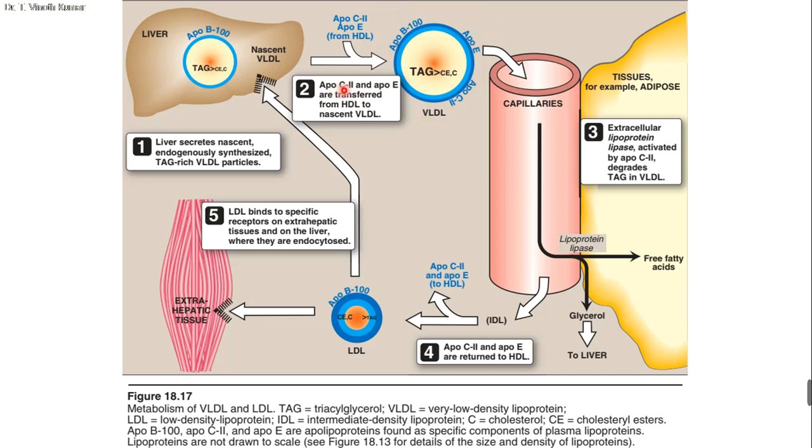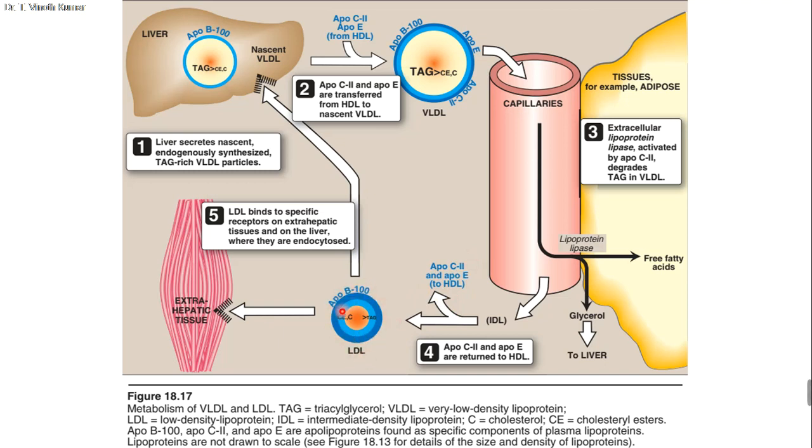ApoC2 and ApoE are transferred from HDL to nascent VLDL, and the nascent VLDL is converted to VLDL. Now the VLDL is going through the capillaries, and as I told previously, lipoprotein lipase takes away the free fatty acids, and glycerol is transferred to the liver, and the remaining remnant is called IDL. IDL means intermediate density lipoprotein, and further apolipoprotein C2 and ApoE go back to HDL, and after removal of these two, C2 and ApoE, the remaining apolipoprotein B100 particle is called LDL.